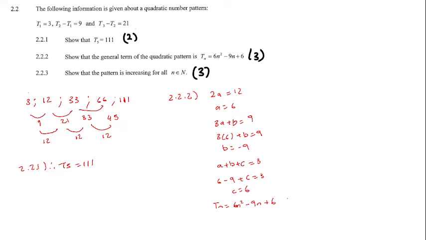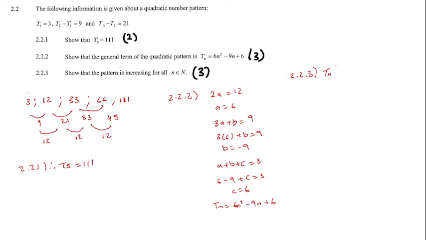Question 2.2.3. Show that the pattern is increasing for all values that n is equal to the natural number system. So you could show this two ways. You could firstly get the derivative of your Tn and set it greater than 0. And whatever your n value is, if it's positive, then you will only have increasing numbers. Or alternatively, since it is a positive parabola, we have a positive n squared, you could look for the minimum value. Either way would be fine. I'm just going to do it the derivative way.